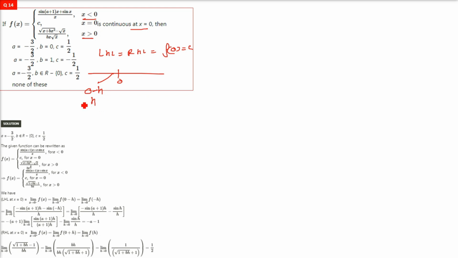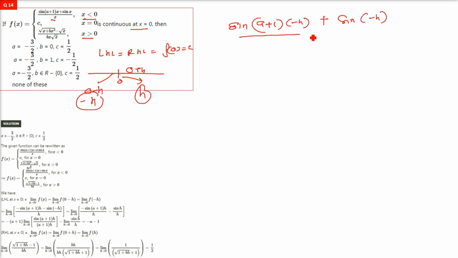So at 0, on the left hand side you have to write 0 minus h. For x above 0 you have to write 0 plus h. So negative h and h you have to use. So for x less than 0, we put negative h here, because you are going on the left hand side of 0. Sin of (a plus 1) into, in place of x, just replace it by negative h, plus, because 0 minus h is minus h only, sin of minus h, and divided by x, which is minus h. Okay. So sin of negative theta is minus sin theta.